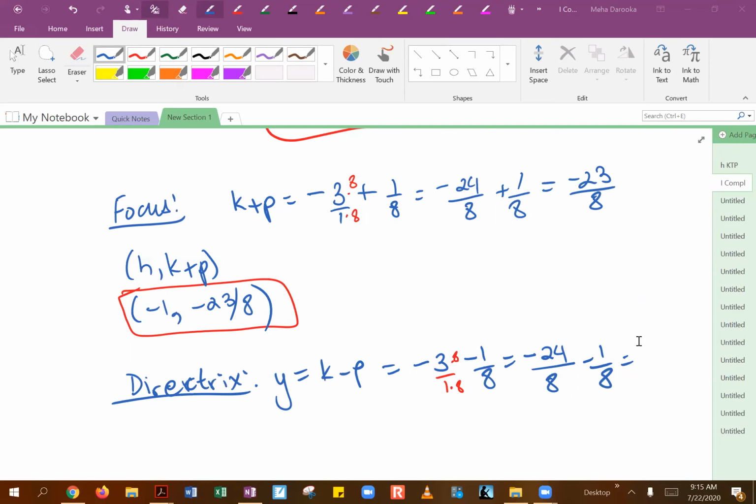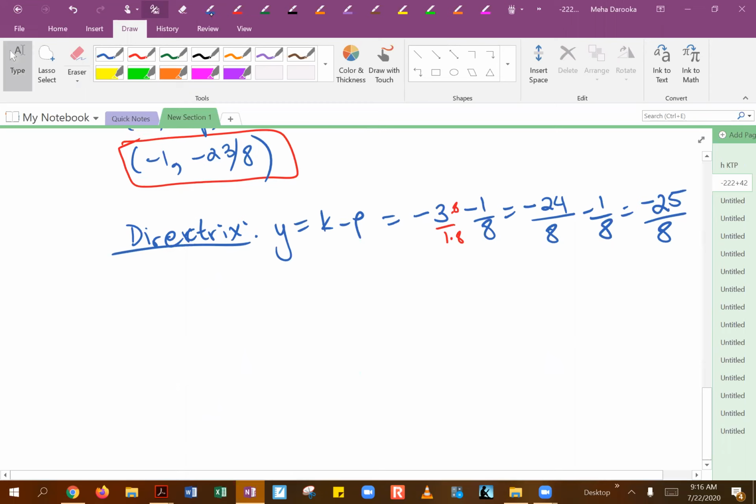If you got -23/8 for the y coordinate for the focus, this one you are subtracting. Yeah, very nice, Lori. Morgan, yeah, you're going to end up getting -24 minus 1, which would be -25/8. Alrighty, very nice. And again, let me remind you that the directrix is going to be an equation since this is a line. So our directrix comes out to be y = -25/8.